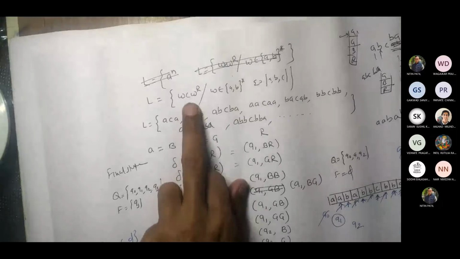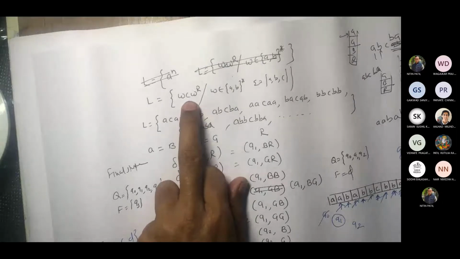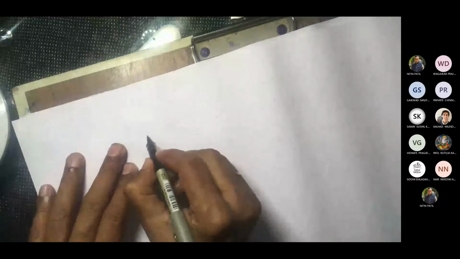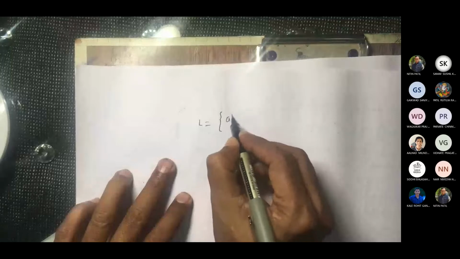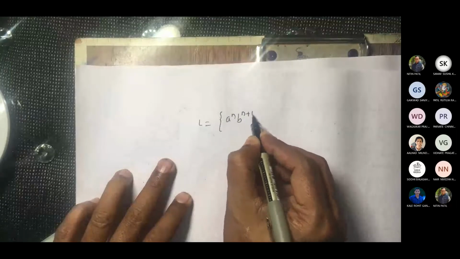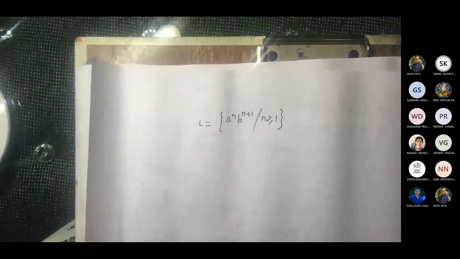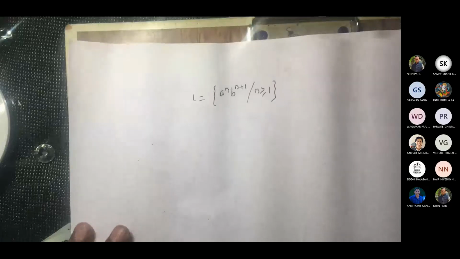Okay. So let me take another interesting problem now. We know that there is a C which is a differentiating character, and we can see that there are A's and B's, and then we are tracking them. Now let us try to take this. L is equal to A raised to n, B raised to n plus 1, n greater than or equal to 1. What would be your logic here?